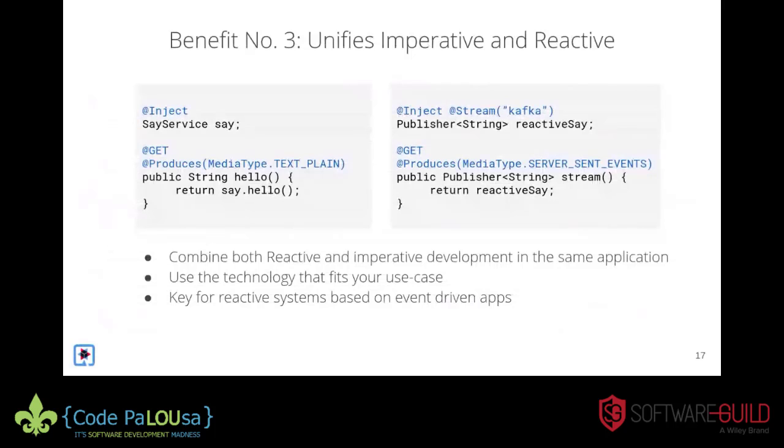Okay, benefit number 3, being able to combine imperative and reactive. Again, as I said at the onset, you typically had to make a choice between an imperative or reactive approach to your application development. But with Quarkus, you can combine the two. So you can actually use whatever technology fits whatever the use case is for your application and what you're developing.